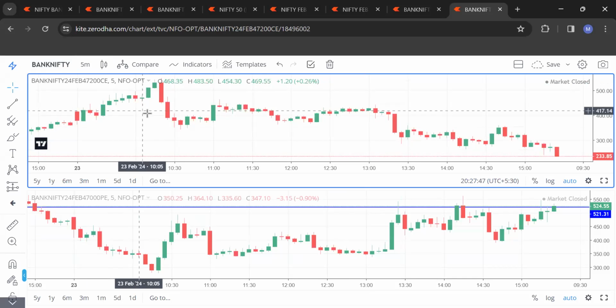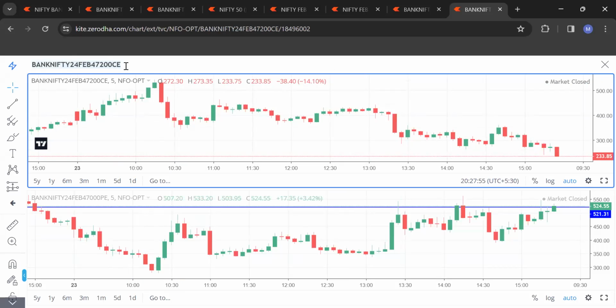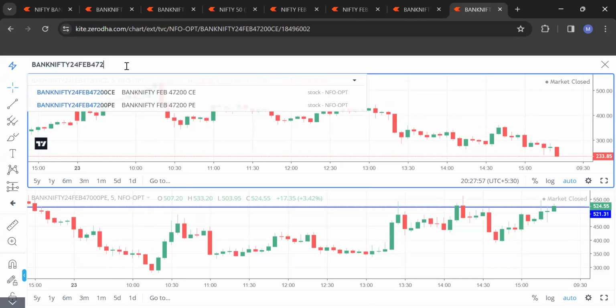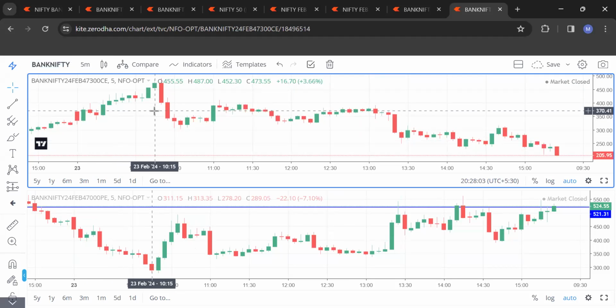While searching, we have to see the first 5 minutes candle close, right? Yes. 47,200 is 530. Then 47,300. Now see, what is the close? 473. What is the SPP that we need? 478. So this is somewhere close.